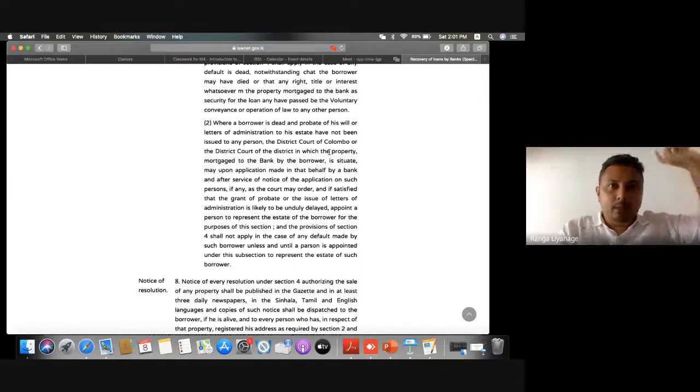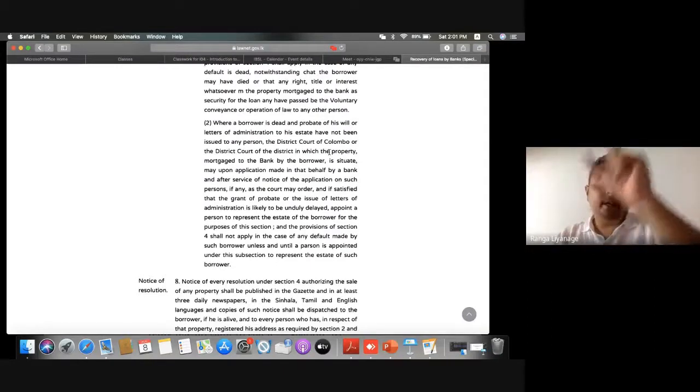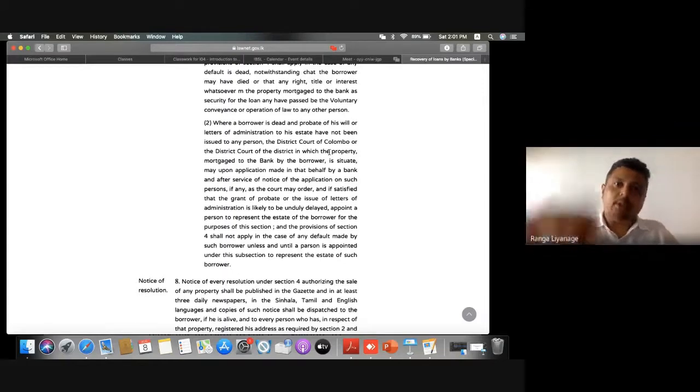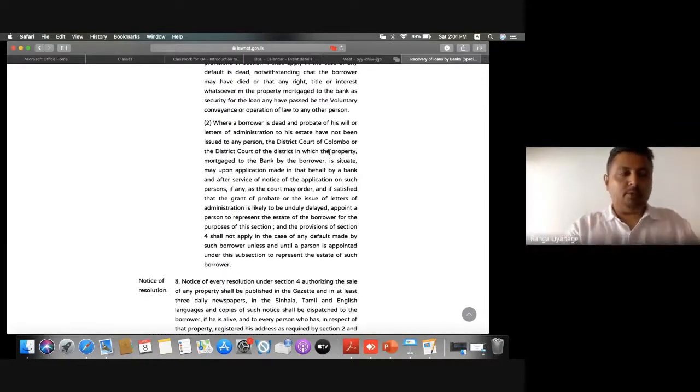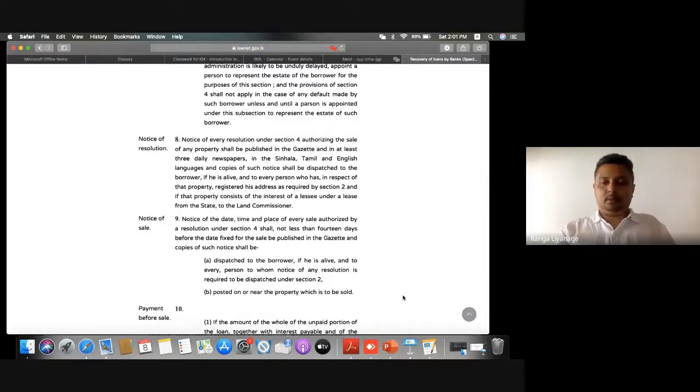If there is an undue delay in the appointment of the executrix, remember section 2, to appoint such person to continue with this action, to get into the shoes of the borrower until that time. Notice of resolution. This is important.